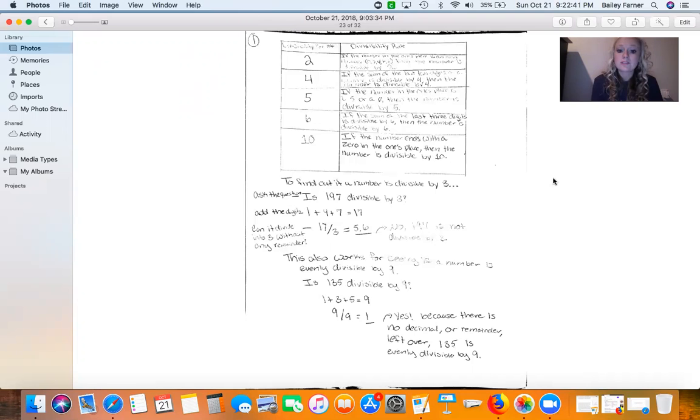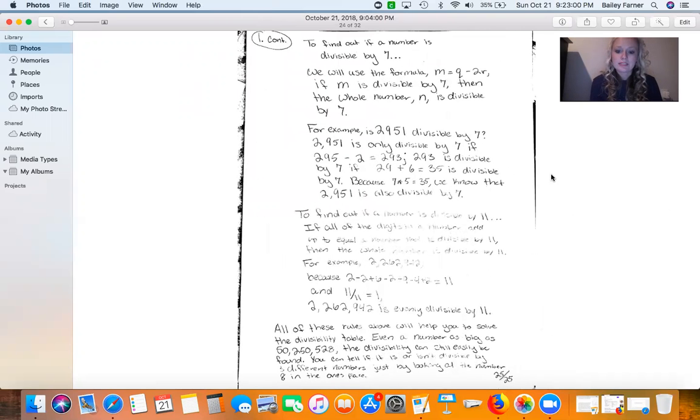And this also works for the number 9, the same method. You can add up the digits in a number and see if that number, the sum, is divisible by 9. And if it is, then the whole number is divisible by 9. And we can see an example there.